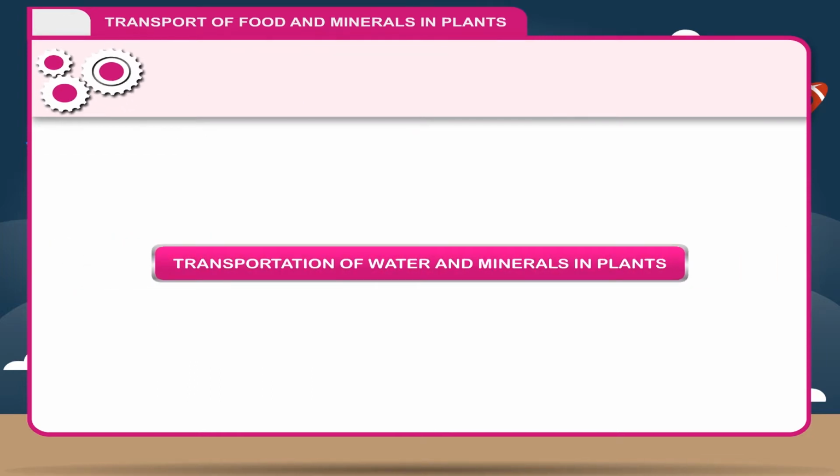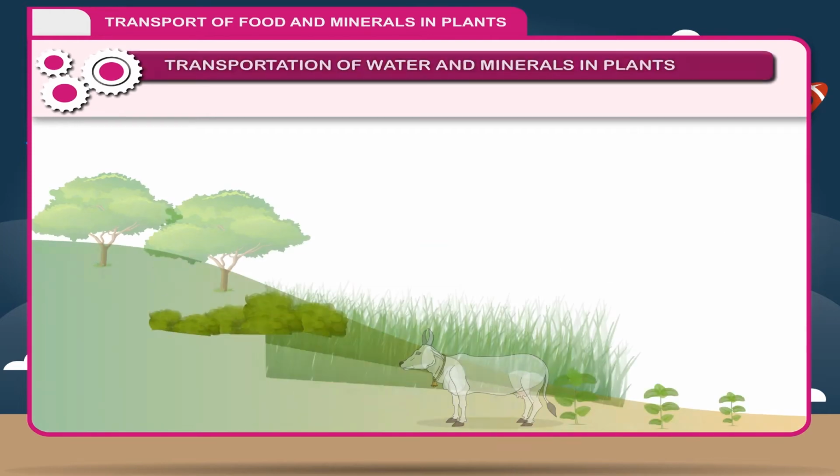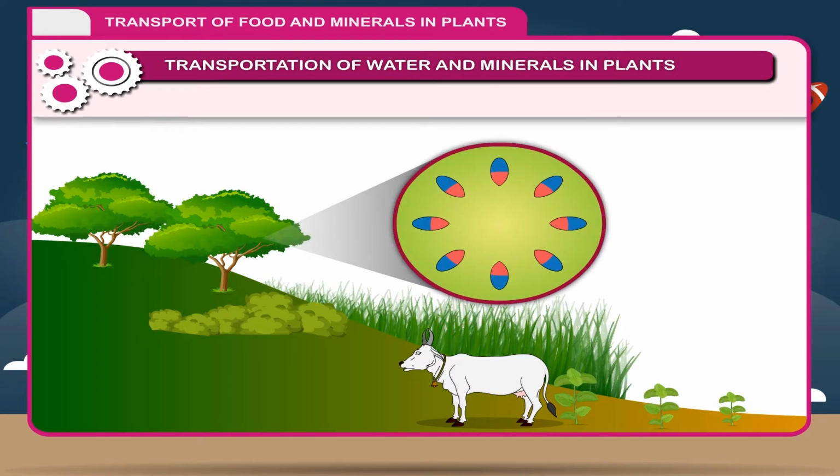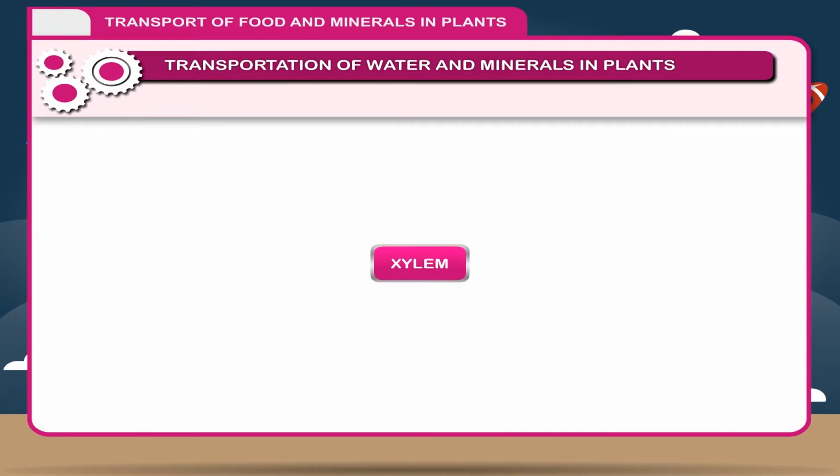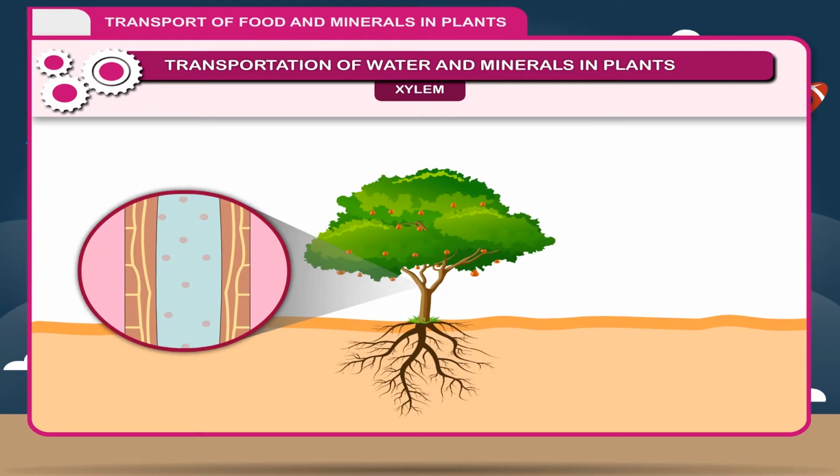Transportation of water and minerals in plants. Like animals, plants also have a mechanism of transportation of mineral solution. This takes place through a system called vascular system. In plants, vascular system consists of two types of conducting tissues. Xylem. Xylem consists of mainly thick and tubular cells forming a pipe-like structure.